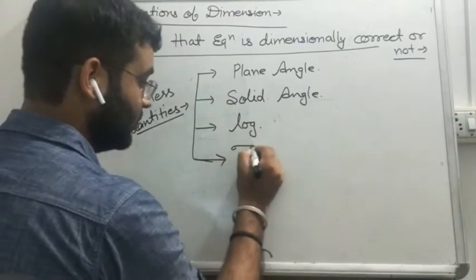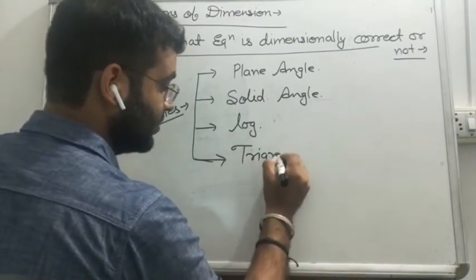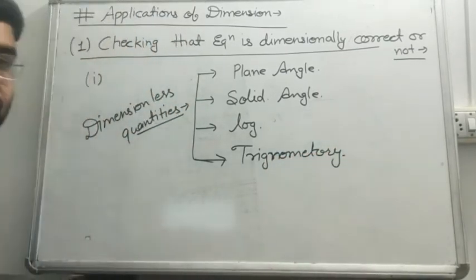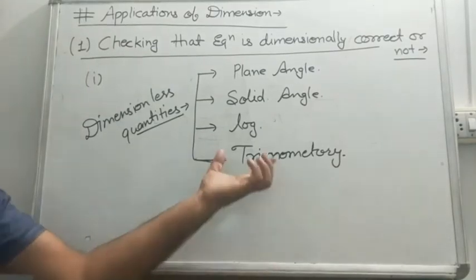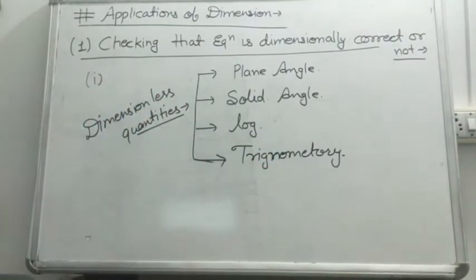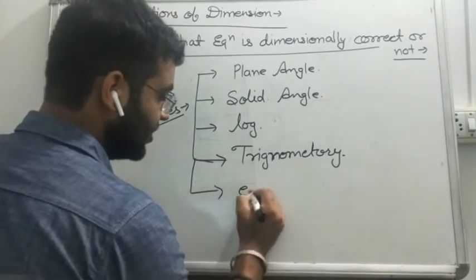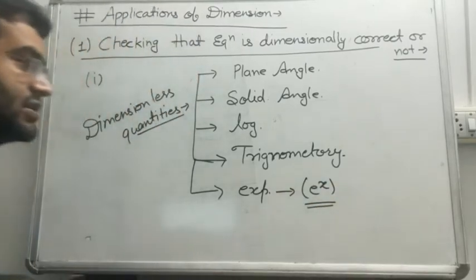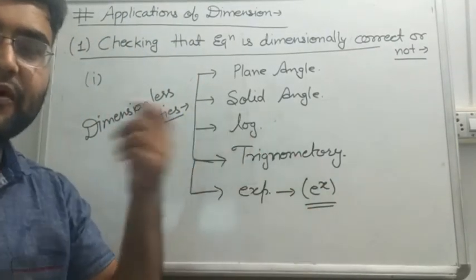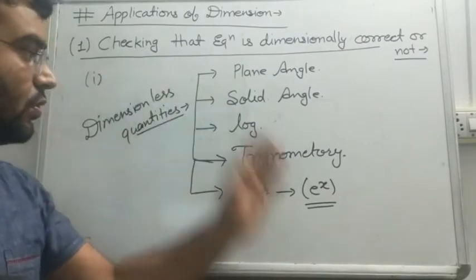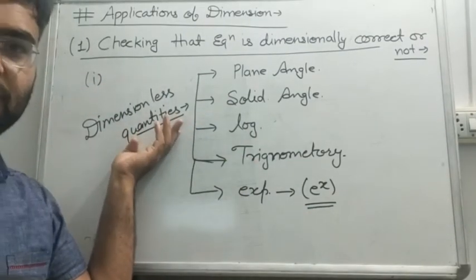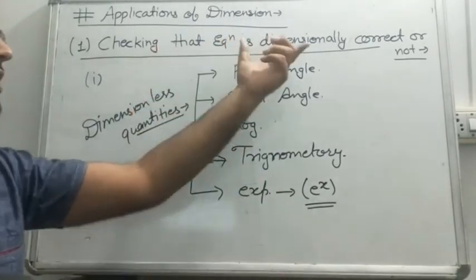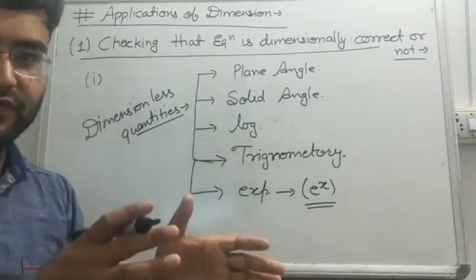I think you all read about trigonometry. So all trigonometric functions like sine, cos, tan, cosine are dimensionless quantities. And one more thing, exponential functions. Maybe you have read about functions like e^x, e^y, e^z. These are all dimensionless quantities. You have to learn these things before solving a dimensional equation.